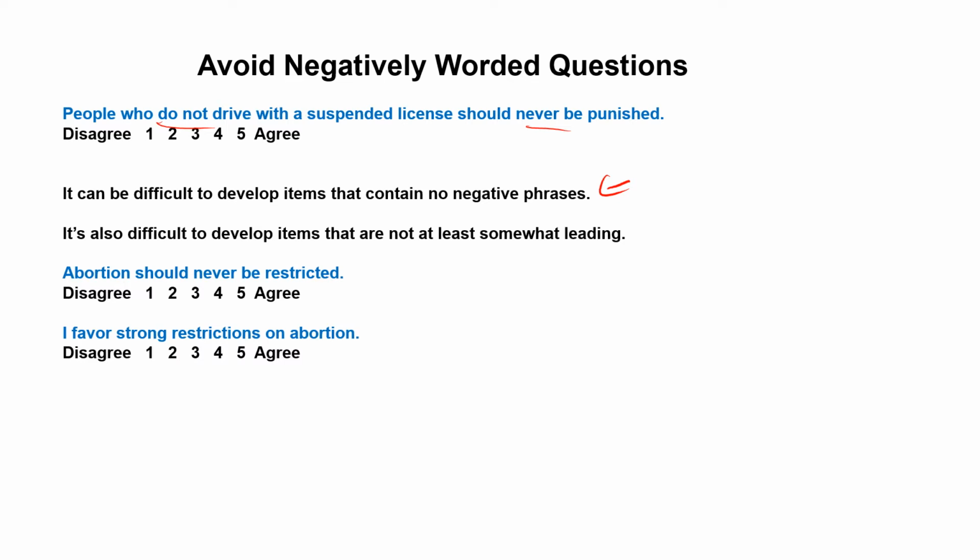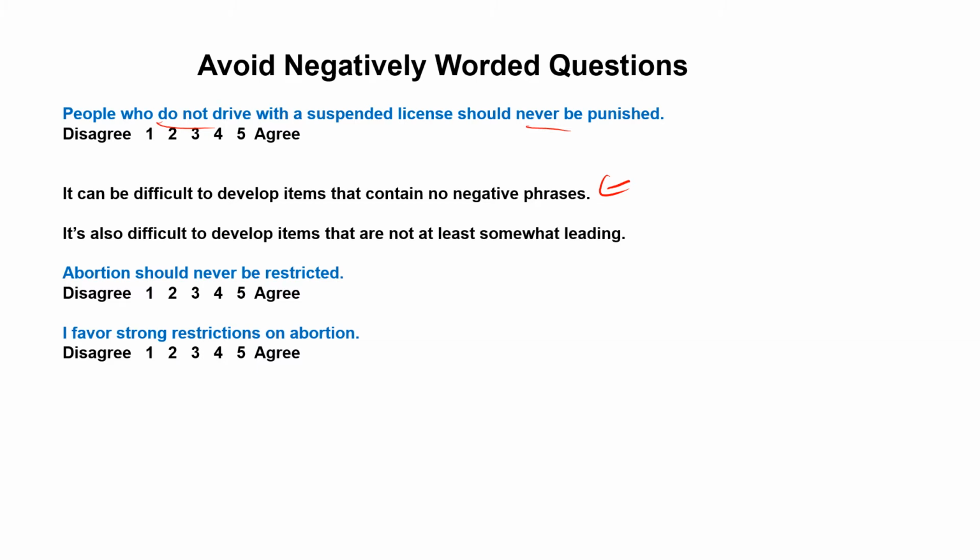We could say, "People who drive without a suspended license should not be punished." We've got that there. We've still got negatives, but we've made it a little bit cleaner. But quite often it's difficult to get rid of all of those negatives.